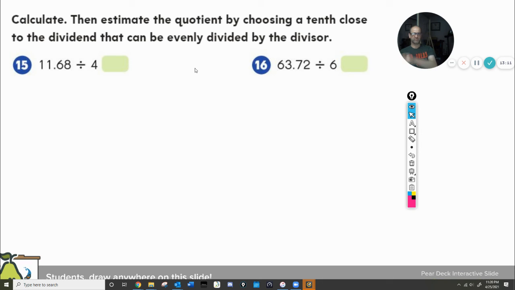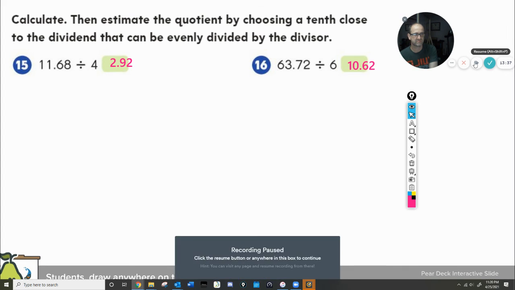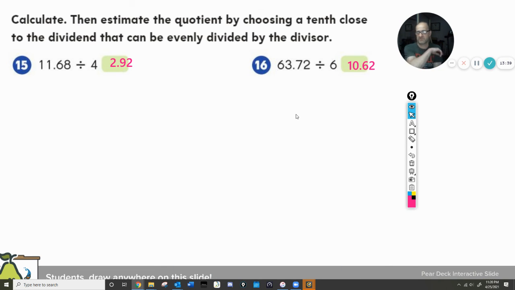So in this case, it would be 11 and 6/10 divided by 4 is going to give you like 2 and 9/10 instead of 3. And 63 and 6/10 would give you 10 and 6/10 instead of 10. Whatevs. Divide. I'll pop the answers up in about 3 seconds. So there you go. That's what your final answers are.